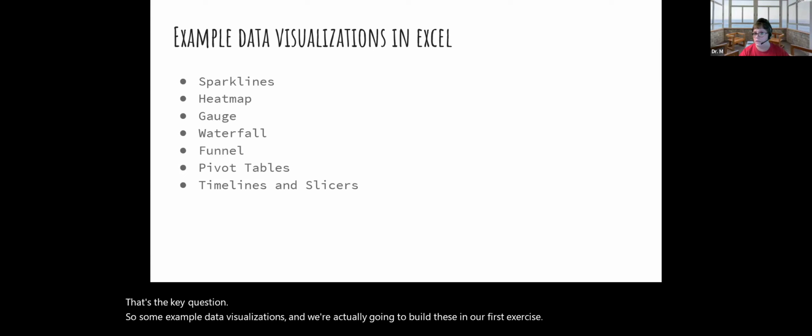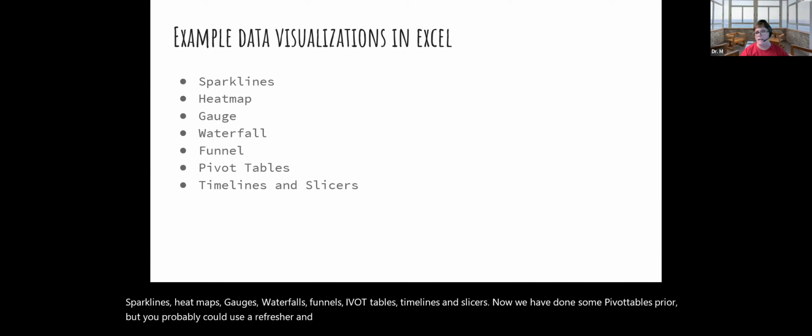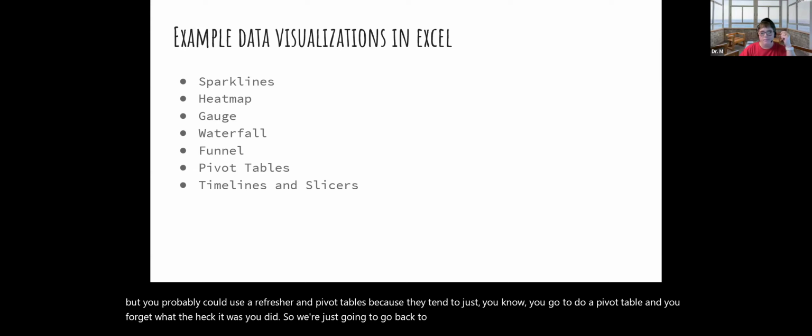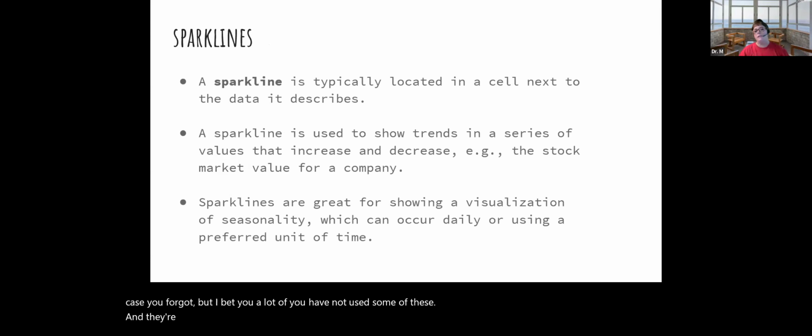So some example data visualizations, and we're actually going to build these in our first exercise, are spark lines, heat maps, gauges, waterfalls, funnels, pivot tables, timelines, and slicers. Now, we have done some pivot tables prior, but you probably could use a refresher in pivot tables because you go to do a pivot table and you forget what the heck it was you did. So we're just going to go back to pivot tables to bring that information back in case you forgot. But I bet a lot of you have not used some of these, and they're very cool. So let's talk about what they are.